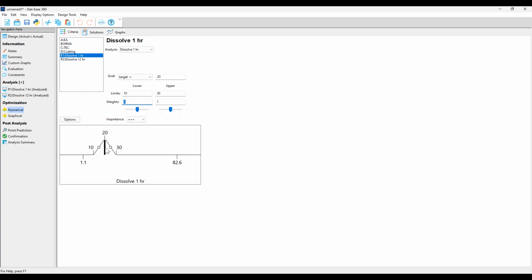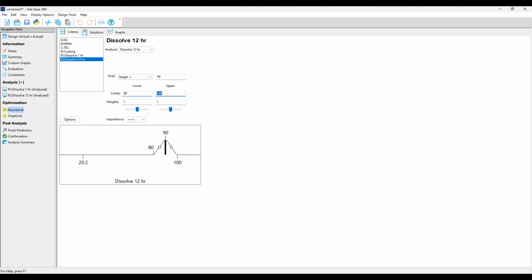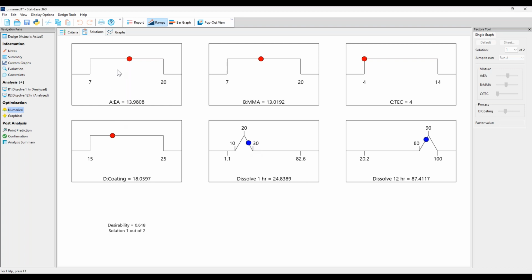The little triangle shape on the bottom highlights what's going on with that one. The dissolve in 12 hours, we are going to target. This one will be 90, no lower than 80, no more than 100. And then we're going to hit solutions, and there it is. So here's the formulation, the first 3, right, on the ramp view. And then the amount of coating, 18. And if we create the tablet like that, we would expect roughly, let's round it off, 25% will be dissolved in 1 hour, and 87% will be dissolved in 12 hours. And that meets the criteria of interest. Okay.